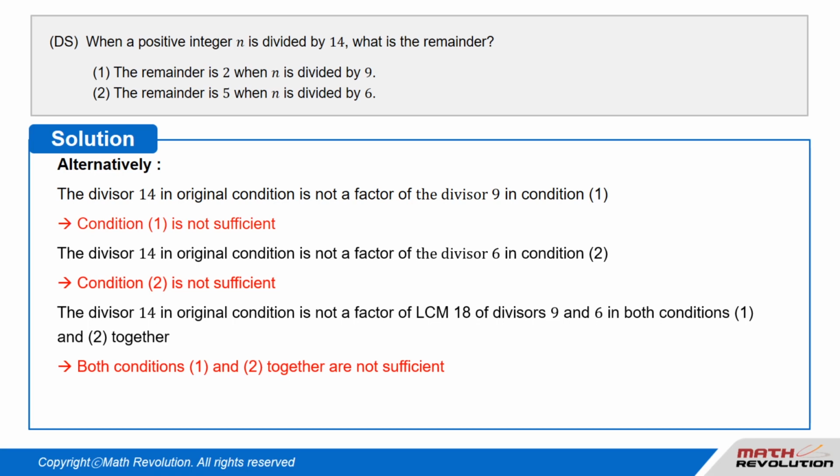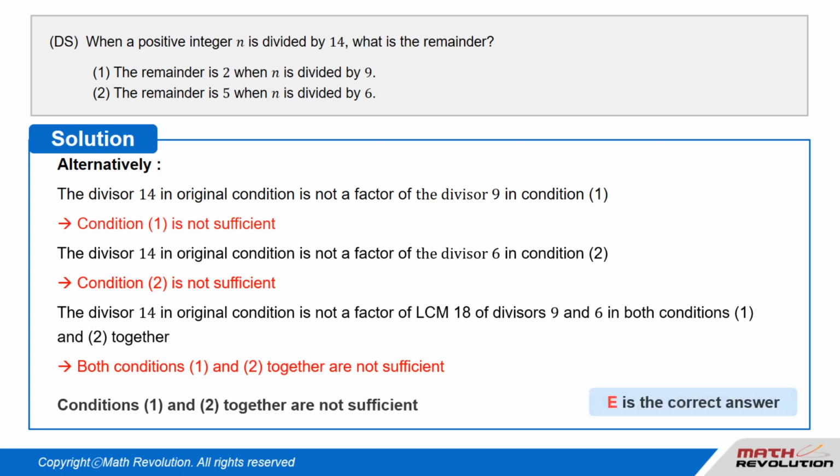Memorize how to solve this type of question. In particular, be sure to memorize the shortcut that is explained above. It is a great way to find the answer very quickly. Conditions 1 and 2 together are not sufficient. Thus, E is the correct answer. Answer, E.